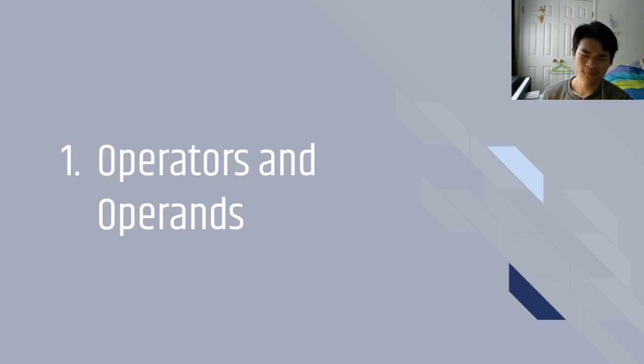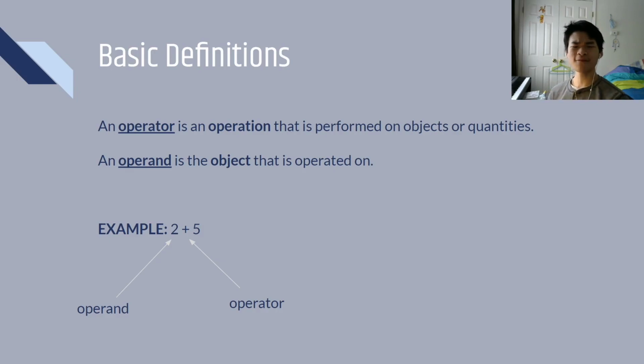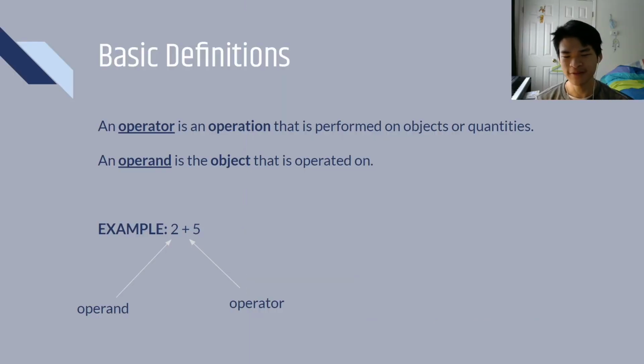So first of all, what is an operator and what is an operand? Well, an operator is an operation that is performed on objects or quantities, while an operand is the object that is being operated on. I said the syllable "oper" a lot of times in that sentence. For example, if we have the expression 2 plus 5, the operator is the plus sign, while the operands are 2 and 5. The operands are being operated on by the operator. Hopefully that made some sense this time.